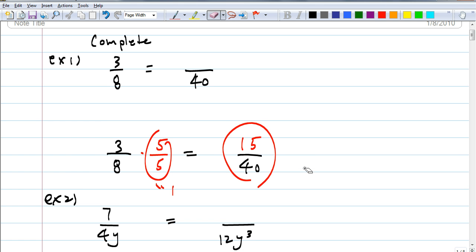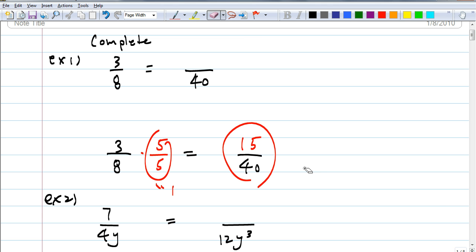What about this? What if I have variables? Does that make much difference? No, it's the same idea. So I've got 7 over 4y equals something over 12y cubed, and they have to be equal to each other. So what do I need on the numerator? What kind of work? Like the one before, where we multiplied by 5 over 5. You have to multiply by 3y squared over 3y squared.